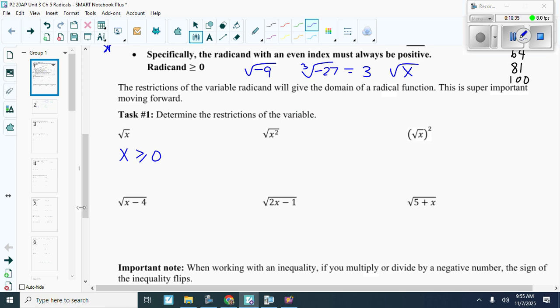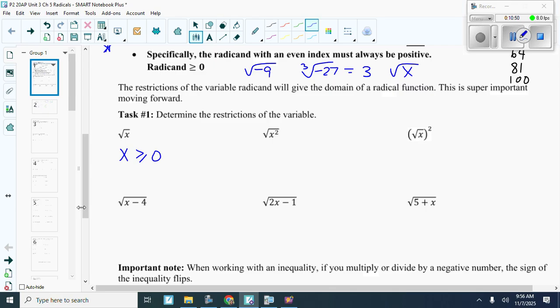Okay, because can we take the square root of 0? Yeah, that one's okay. So it just has to be greater than or equal to 0, which means it has to be positive. Okay, so first we look to see, is the index even? And in this case, all of our indexes are even, so I'm not going to ask the question again.